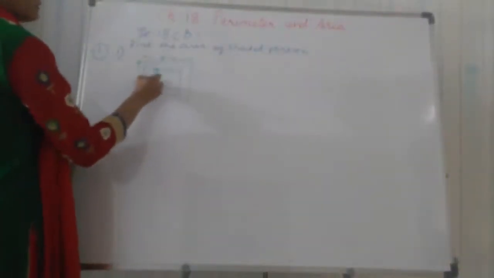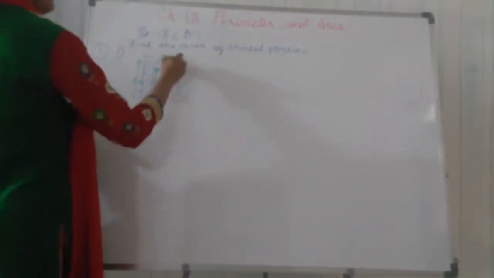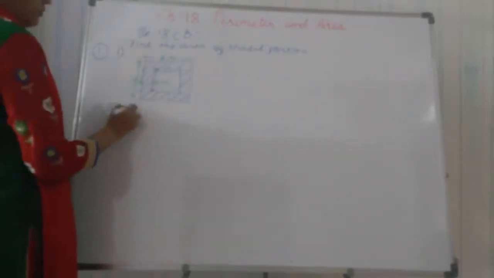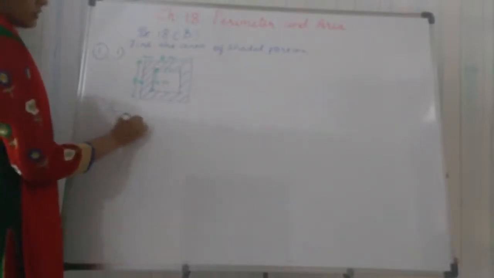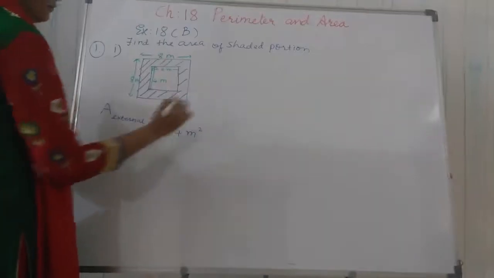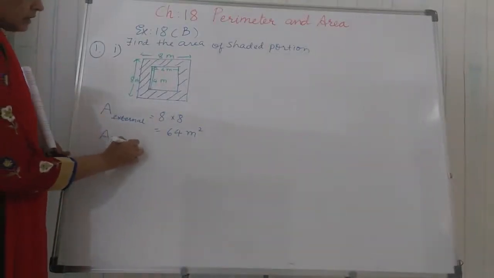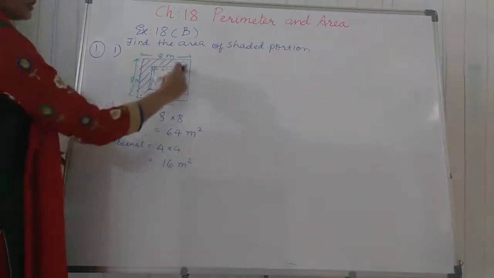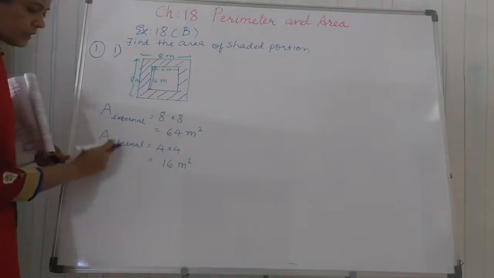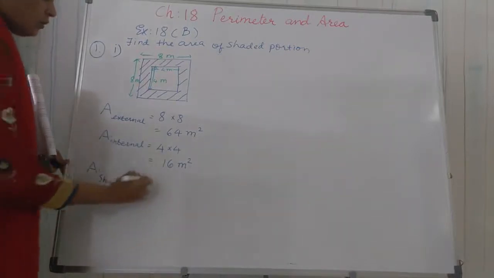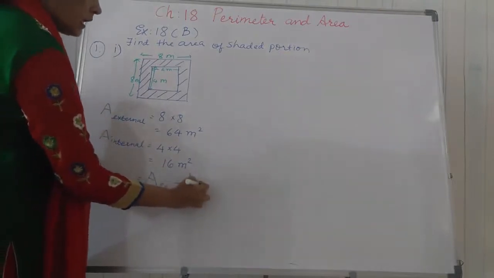For that, here this is the shaded region, this part. We have to calculate the area. For that, area of big square, or you can write area external. External means outer. So 8 multiply 8, 8 8s are 64 meter square. And internal area is 4 multiply 4, 4 4s are 16 meter square. So if we want this shaded part, we have to subtract external minus internal. So area of shaded region is equal to area external minus area internal.